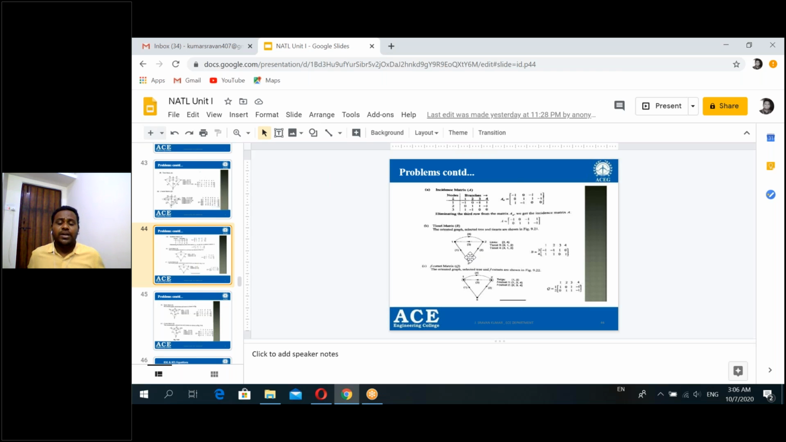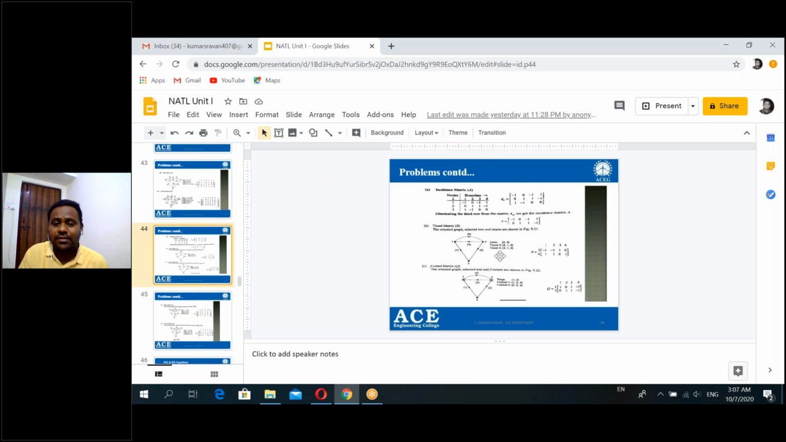So each loop contains one link only. So here, one link 3. Now the second tie set, that is 4. Loop 4: 4, 1, 2. In this 4, 1, 2, 4 is the link branch, 1, 2 are the twig branches. Now see 1, 2, 3, 4.